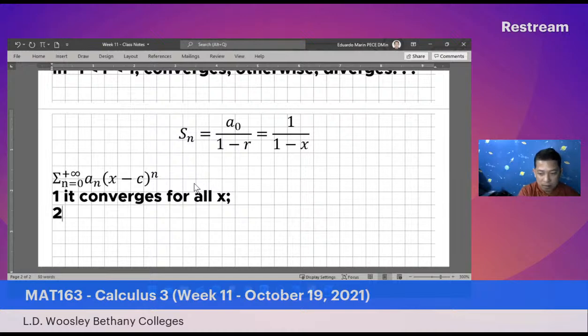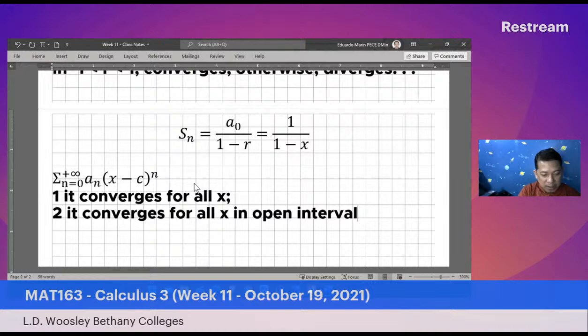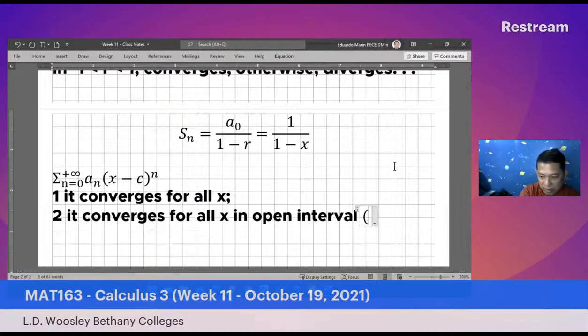Number 2, it could be that it converges for all x in an open interval. Ibig sabihin may open interval siya depending on the value of c. So it's dependent on the value of c. Let me have a mathematical here. So the interval could be c minus that constant r, or it could be c plus r sub 1 around c. So nandun sa c may plus and minus.